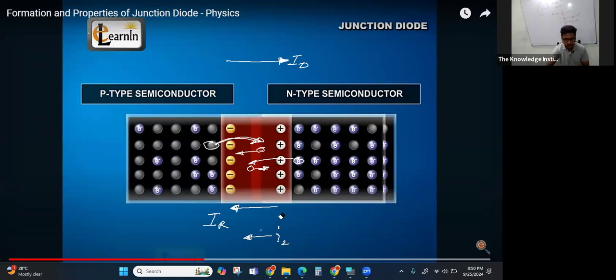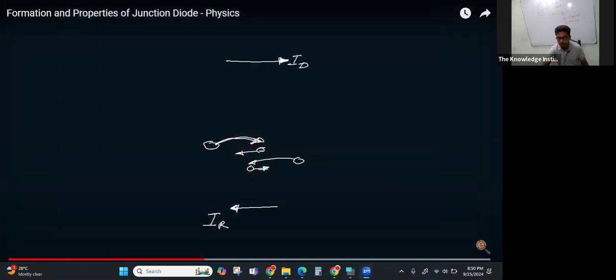Right? Okay, so if you understood, we can write down what reverse current is. Okay, so let's move on to the note.